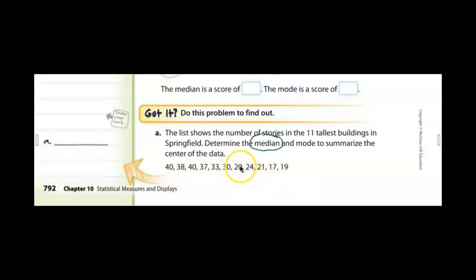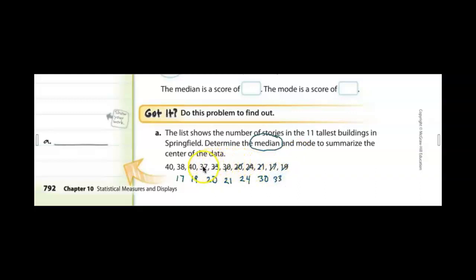So looking at this list, it looks like 17 is the smallest, so I'm going to go ahead and write 17. I'm going to cross things out as I go. 19 will go next. Then 20. What is the next number that should be on the list? Go ahead and answer that for me, please. You're right, that's going to be 21. And then 24. Then 30. What should be next? That's correct, 33.